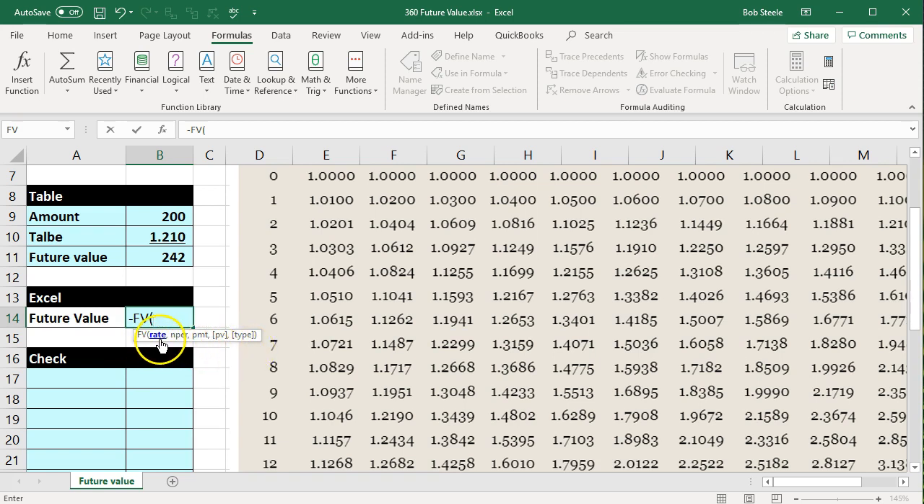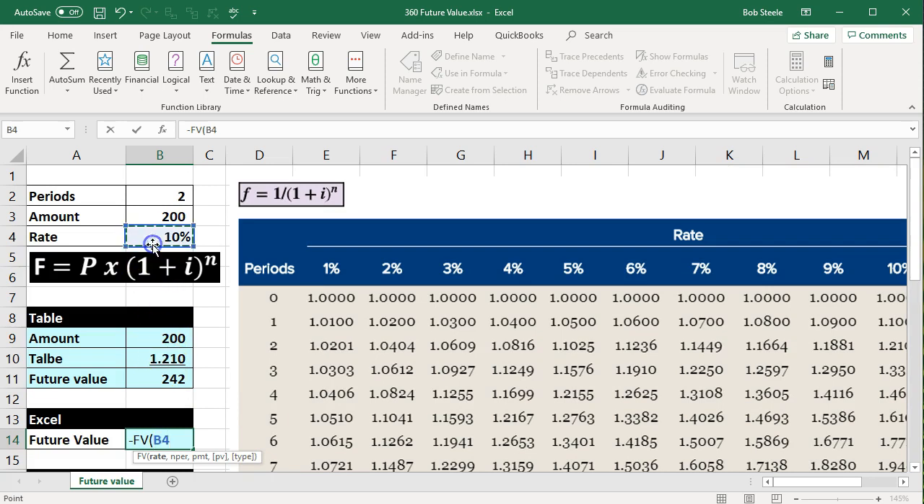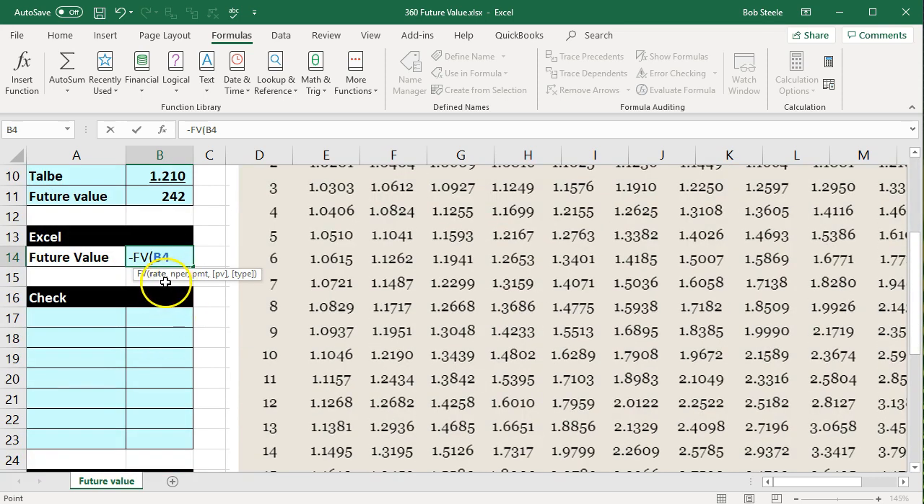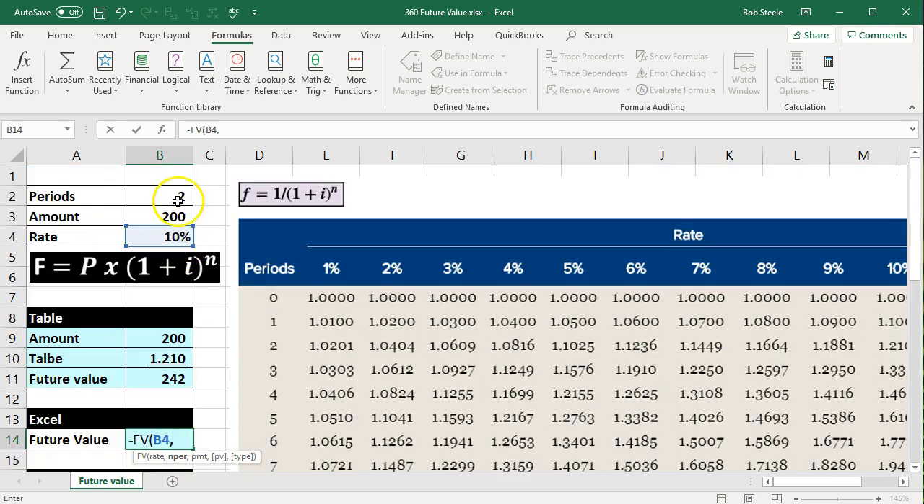First, they want the rate. So rate is going to be up top, 10%. Then we say comma to get to the next argument. That's common in Excel functions. So then we're going to say number of periods. Number of periods up top is going to be 2.